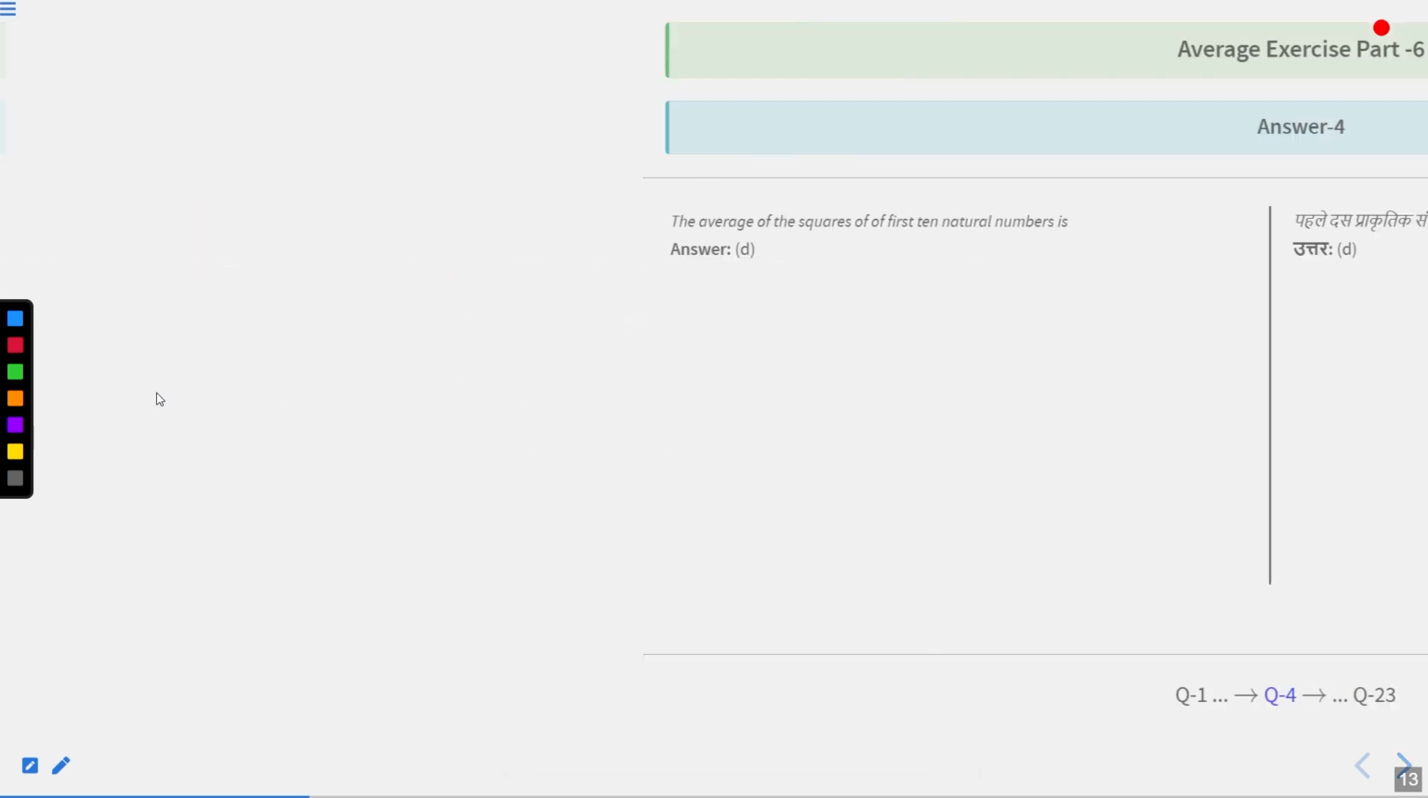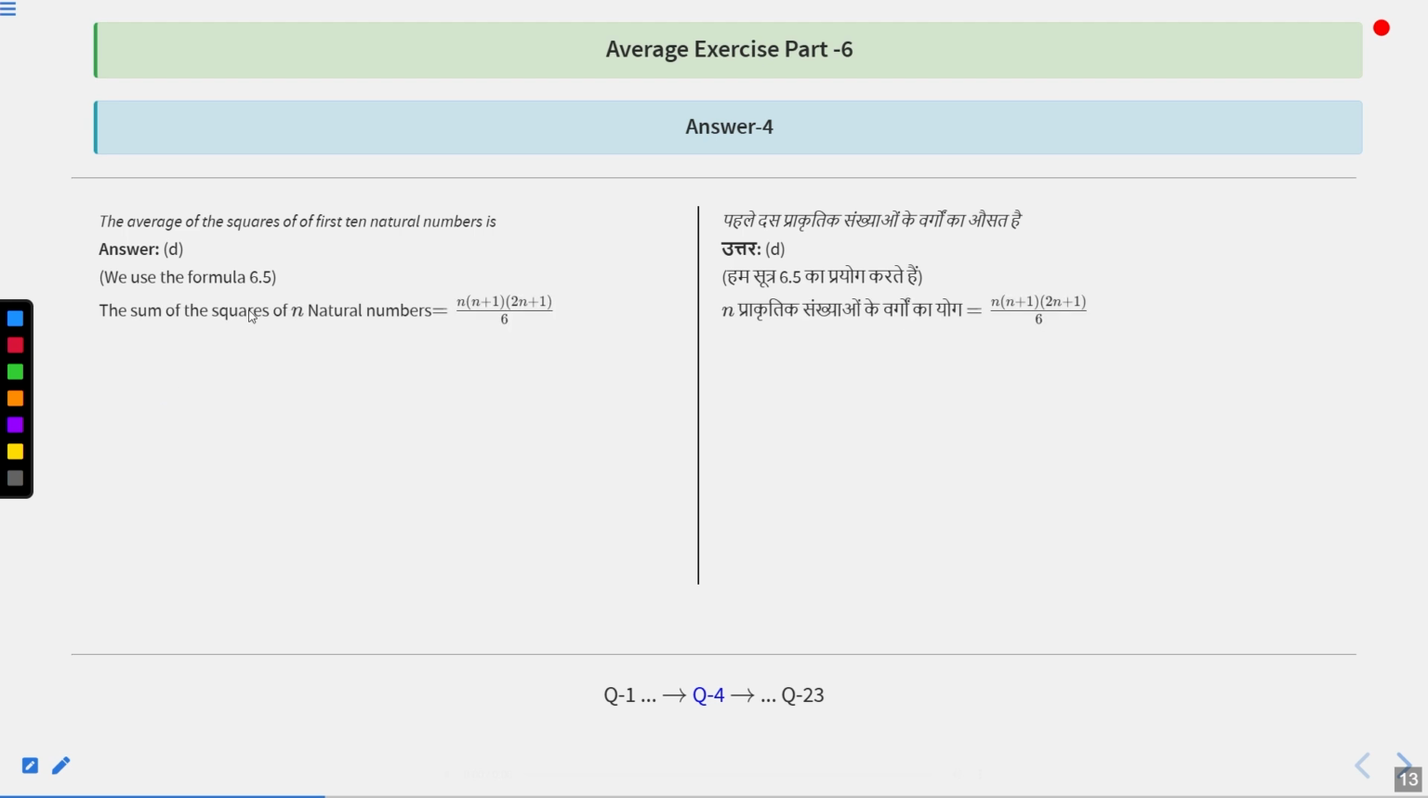Now time's up. Let's see the solution. Now we use formula 6.5. The sum of the squares of n natural numbers is n into n plus 1 into 2n plus 1 upon 6. When we need to calculate the average, we divide by n. So it will become n into n plus 1 into 2n plus 1 upon 6 into n.